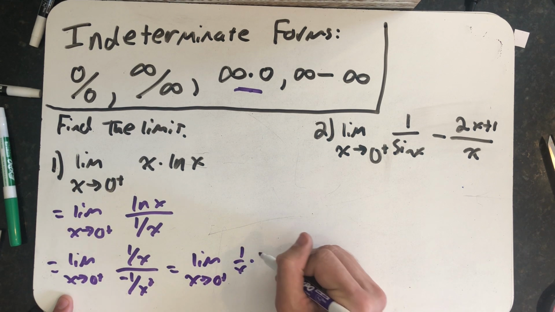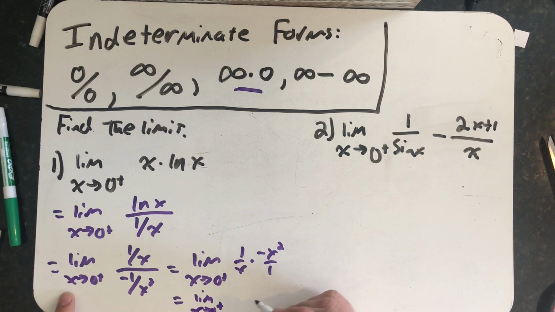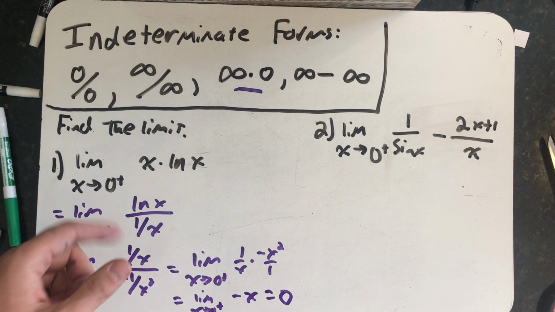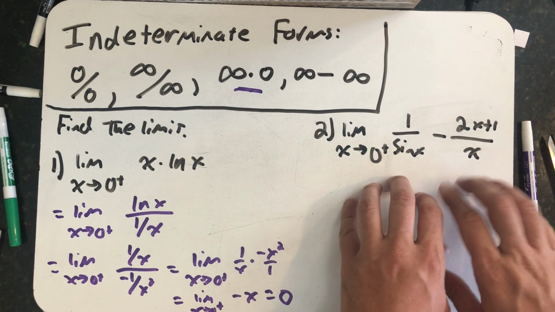Let's simplify this. 1 over x times minus x squared over 1. And I get the limit as x approaches 0 from the right-hand side of minus x. Well, as x approaches 0 from the right-hand side, minus x goes to 0. And so the limit of x times the natural log of x as x tends to 0 from the right-hand side is 0. All right, moving on to my second example.